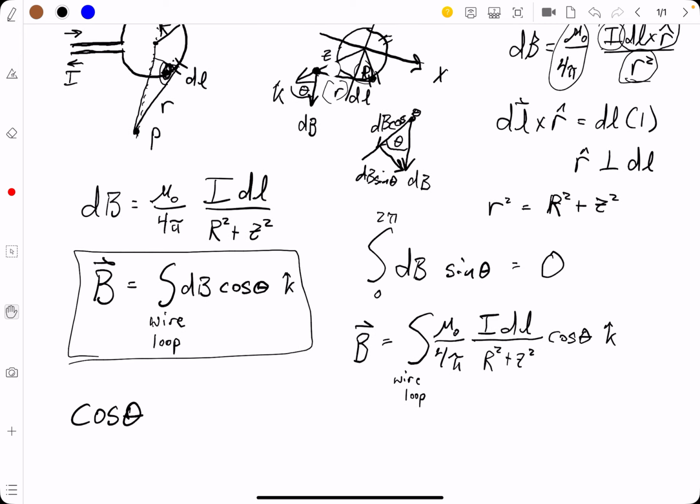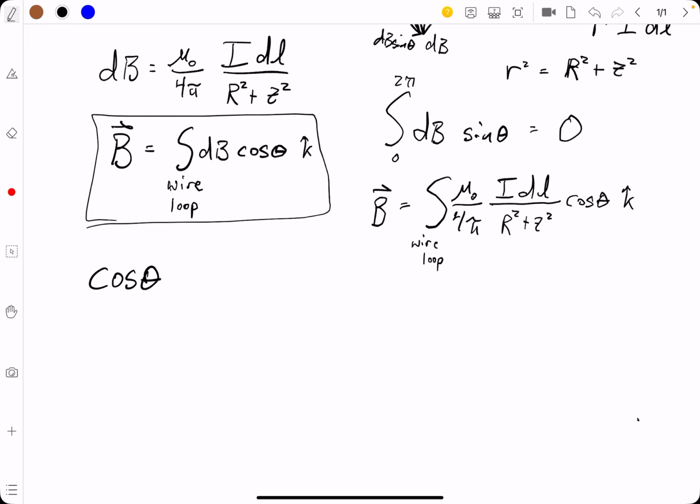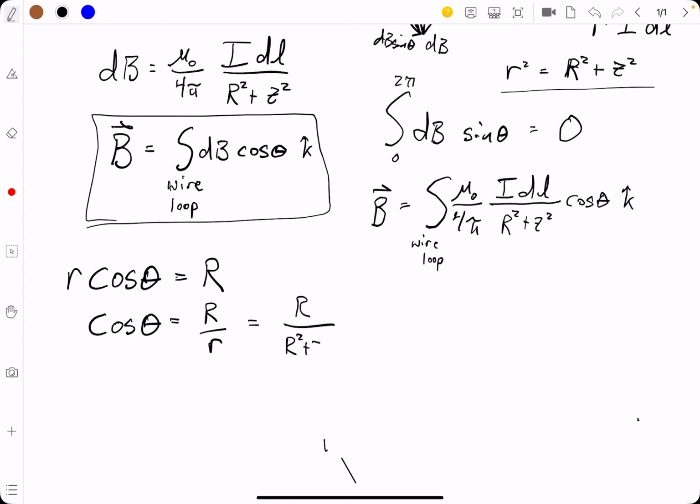So let's slide up here a little bit. So r cosine theta is the radius of our circle, and therefore we can say that the cosine of theta is equal to big R over R. And we already know what R is. We figured it out earlier. That's R over R squared plus Z squared to the 1/2. So we're going to plug that in. That's our cosine theta.